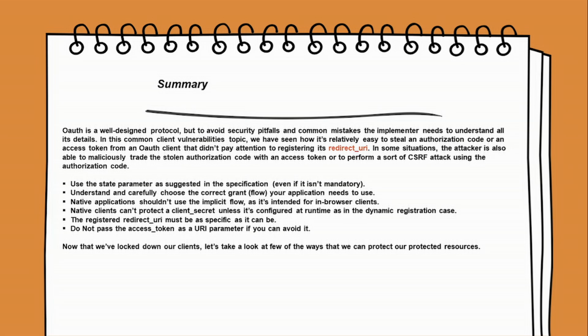Okay, now that we have locked down our clients, let's take a look at a few of the ways that we can protect our protected resources. So we just talked here about the client part. Now we'll look at the resource part also, what vulnerabilities can come there and how we can avoid them. And the same thing we can talk about on the token side also, about the bearer token side.